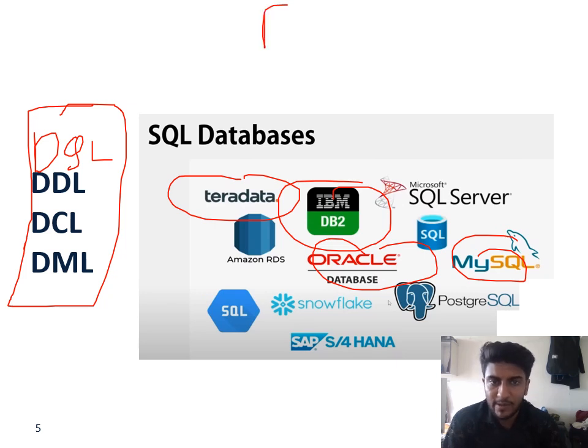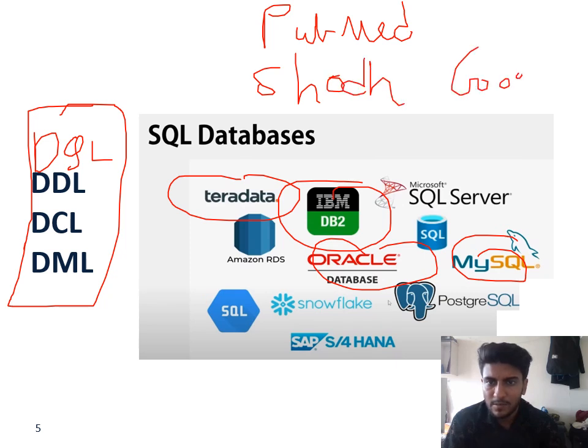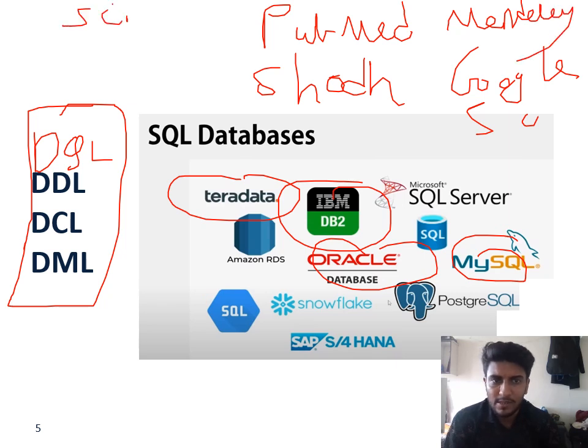Like, whenever you're doing research, you extract data from PubMed, Shodhganga, Google Scholar, Mendeley, right? Sci-Hub you can download from. There are the different literature, survey literature databases.